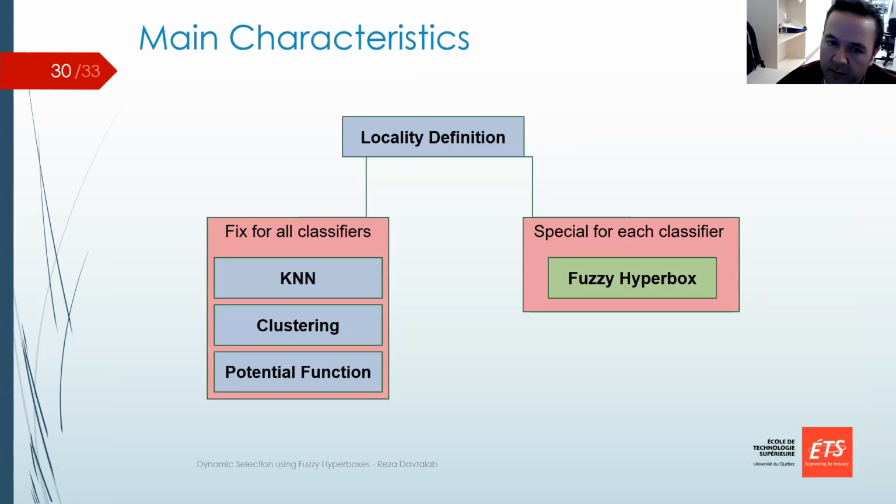Generally, to show the differences between the proposed framework and previous dynamic selection approaches, let's look at them from different points of view. Regarding the locality definition, we can categorize dynamic selection approaches into two different groups. In the first group, we use a fixed region of competence, like KNN, clustering and potential function, and we use a special region of competence for each classifier in the proposed approach, as you can see in this chart.